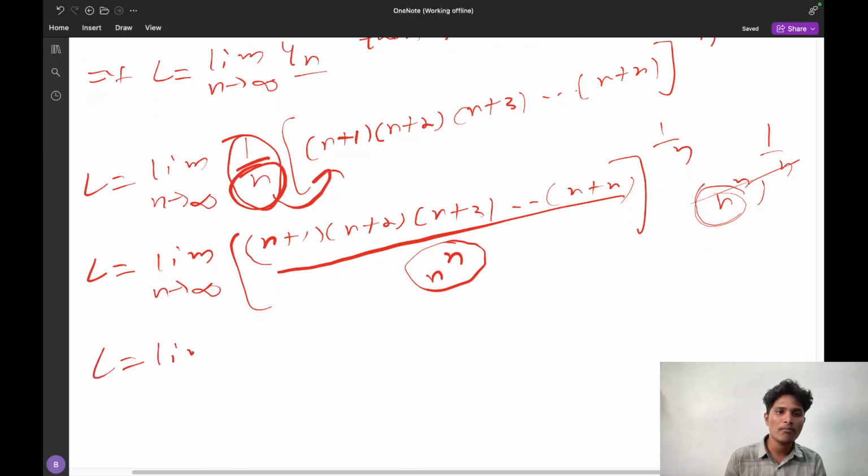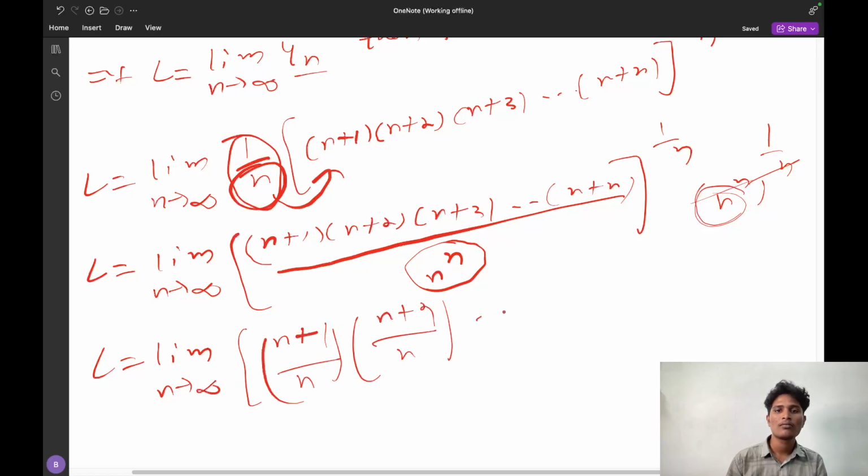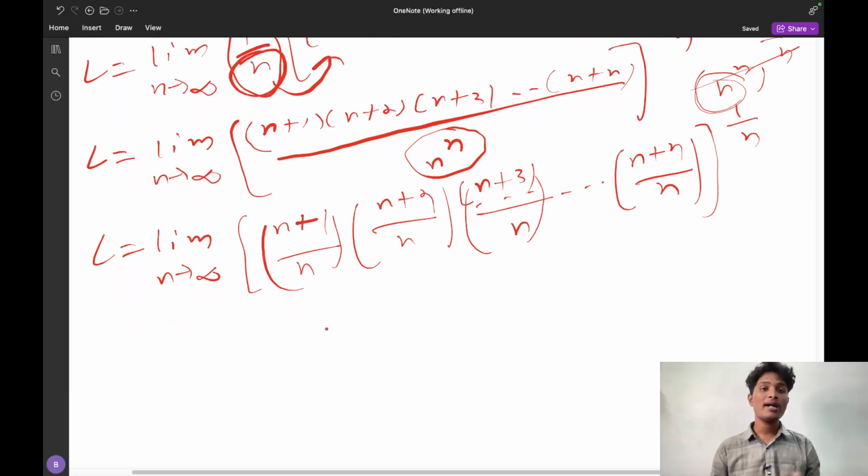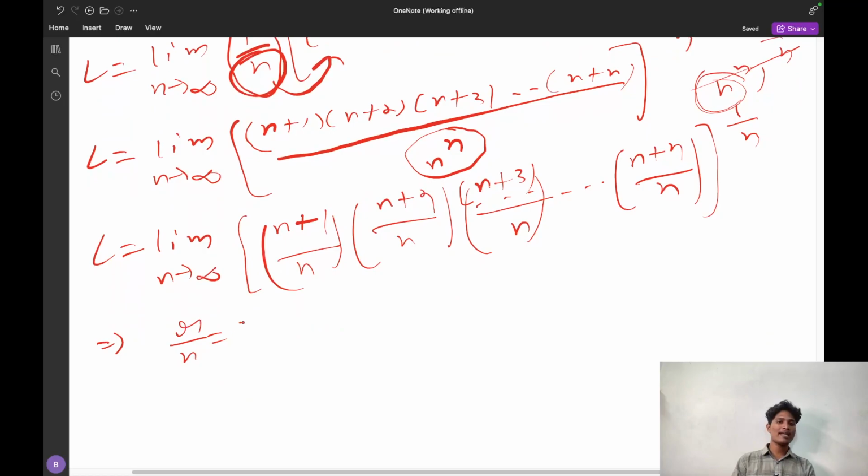So L is equal to limit n tending to infinity. What will I write for n power n? I will write by splitting it, (n plus 1) divided by n, and so on, up to (n plus n) divided by n, whole power 1 by n. Like this I can write. But in the simplification of the limit of a sum, what I said is, we can replace r by n as x, and the limit and sigma can be replaced as integration. And one more thing, what is dx? Dx is 1 by n. 1 by n can be replaced as dx.